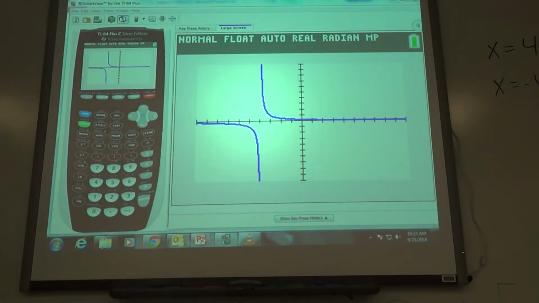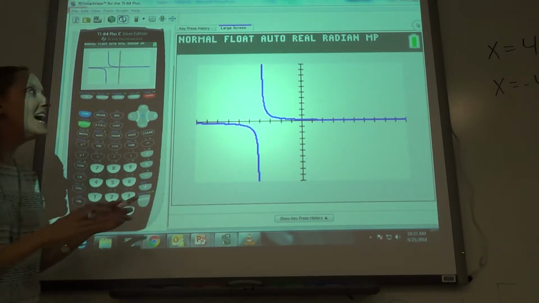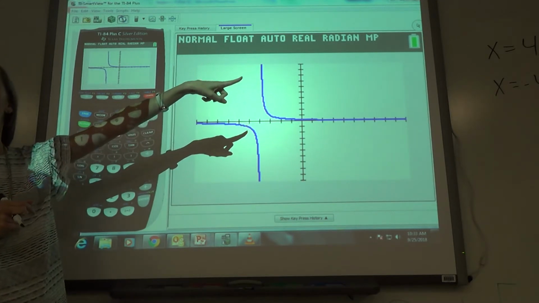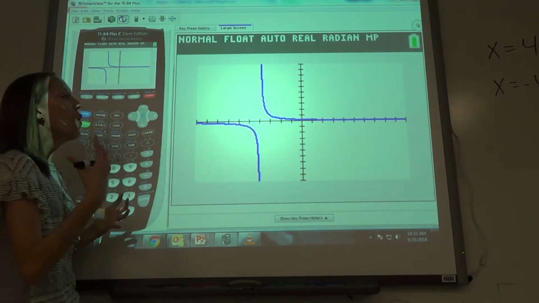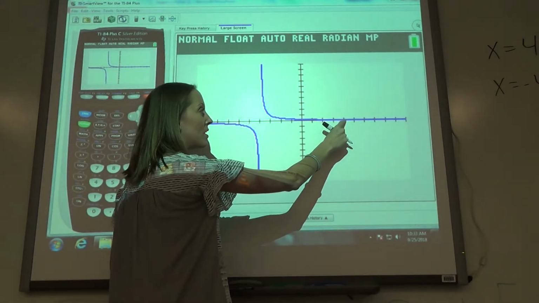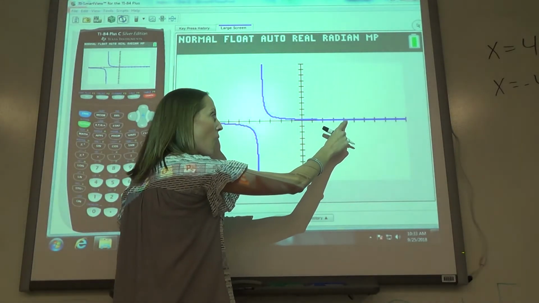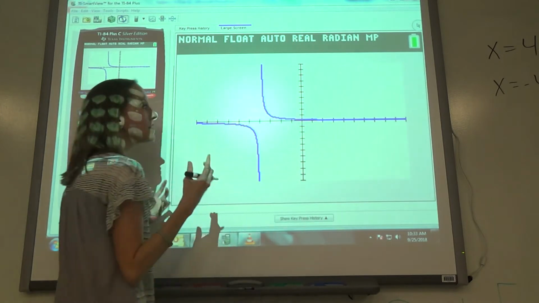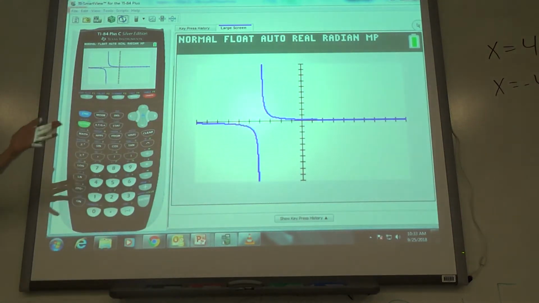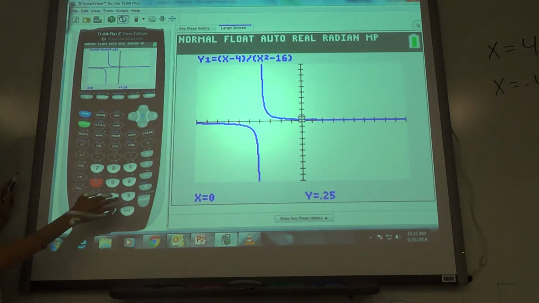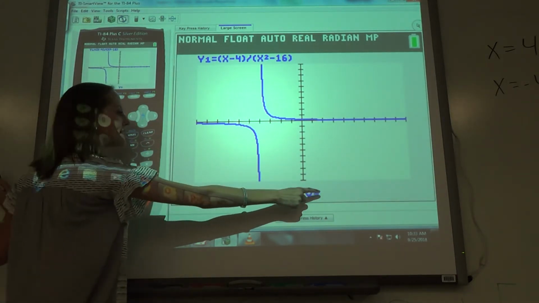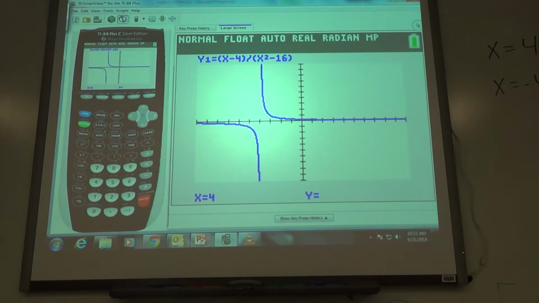Now, here's where I said our calculator doesn't really help us a lot with holes. If we hadn't got x equals 4 earlier from the function, we may not have known that there's actually a hole where x equals 4. Our calculator doesn't show it, but if you trace to where x is 4, it's not going to give you back a y value because there's a hole there.